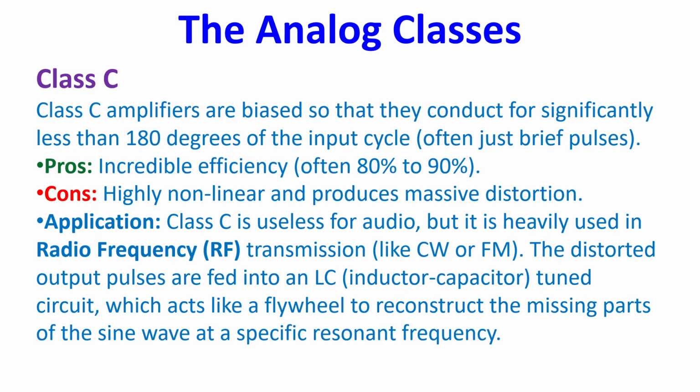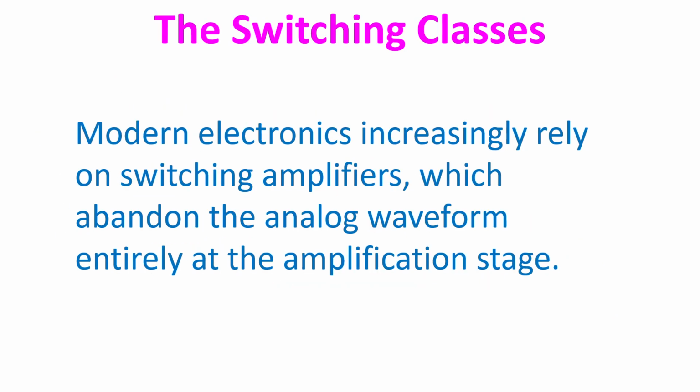Applications. Class C is useless for audio, but it is heavily used in radio frequency transmission like CW or FM. The distorted output pulses are fed into an LC, that is inductor capacitor, tuned circuit, which acts like a flywheel to reconstruct the missing parts of the sine wave at a specific resonant frequency.